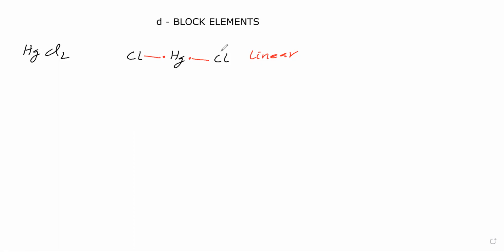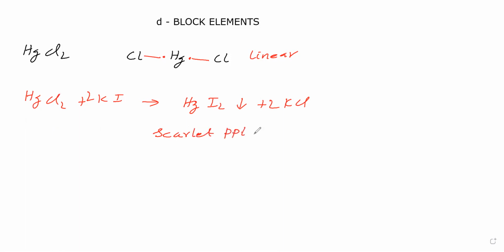Now, with potassium iodide, how will it react, that we will see. Mercury chloride we are taking, and we are adding potassium iodide solution. It gives double displacement. Mercury and iodine become HgI2, and potassium and chlorine become potassium chloride. This HgI2 is a scarlet precipitate.